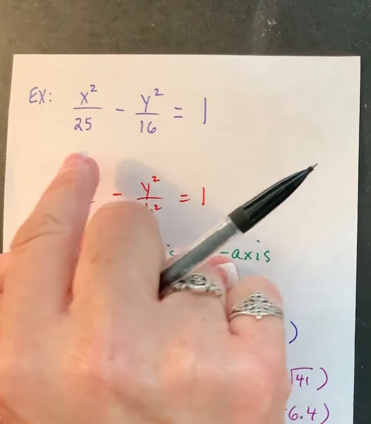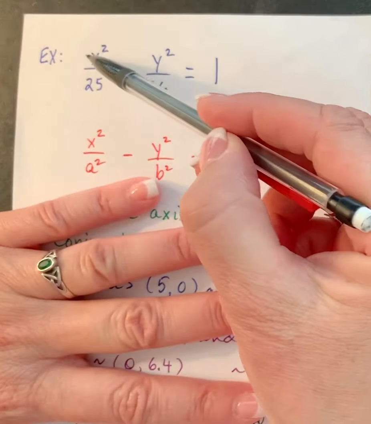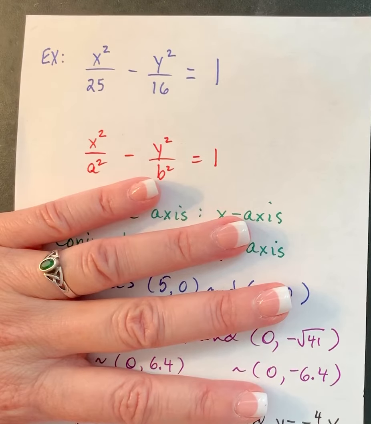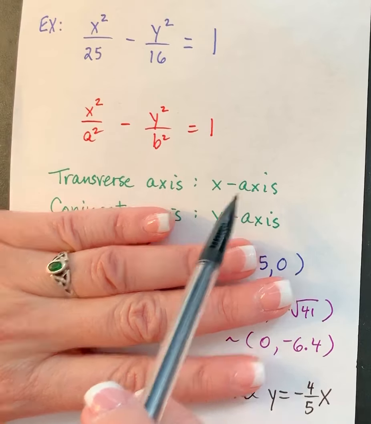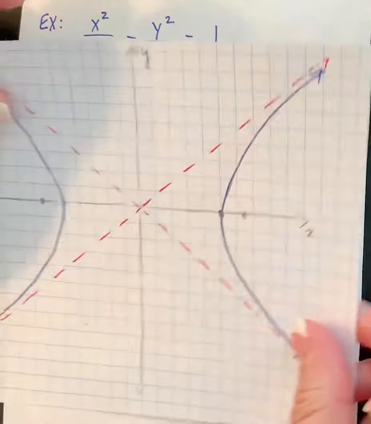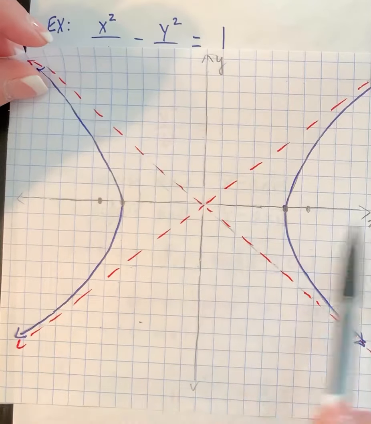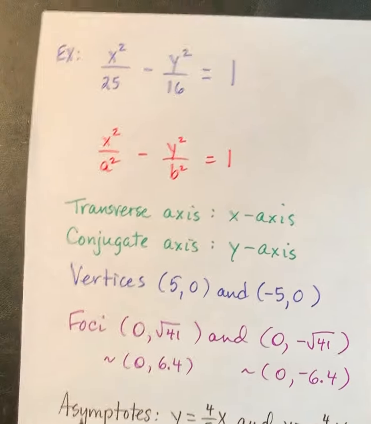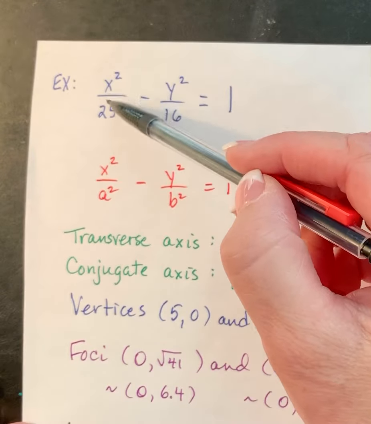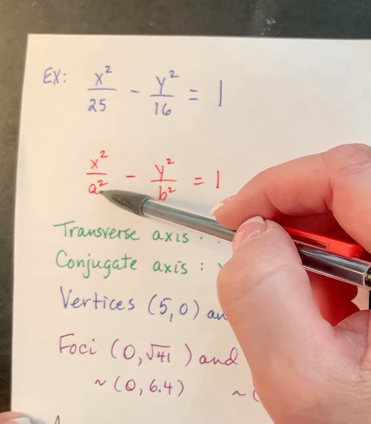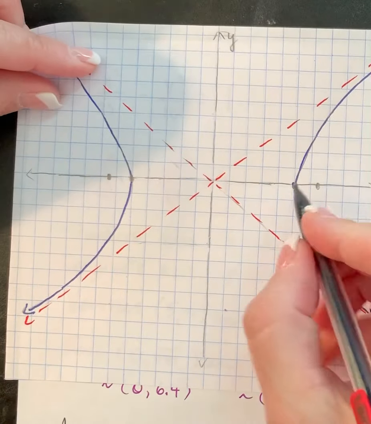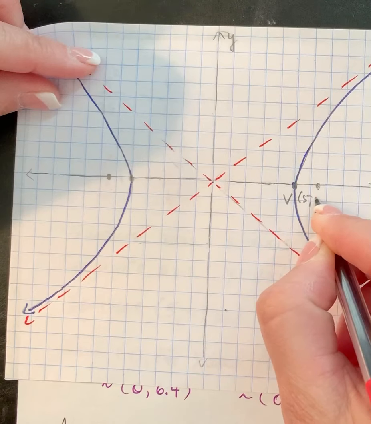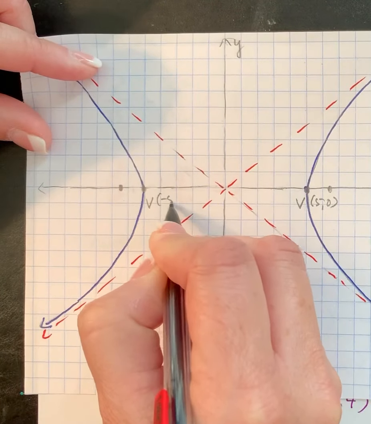Now, if we look at one starting with the x squared, and this one has the positive coefficient, 1/25, then the transverse axis is going to be the x-axis. And here's a graph of what this one looks like. So here's your transverse axis. The a value will always go with that first variable, the positive one. So in this case, a squared is 25, so a is 5. That's why we have vertices at (5, 0) and (-5, 0).